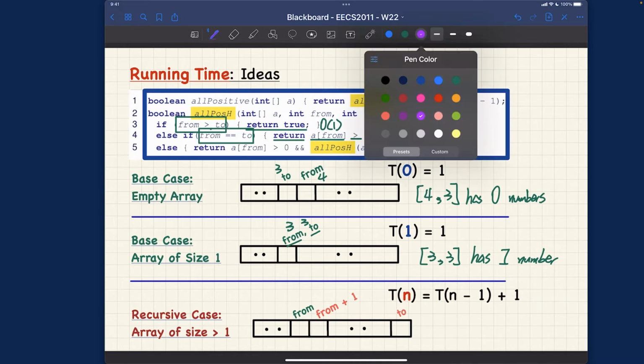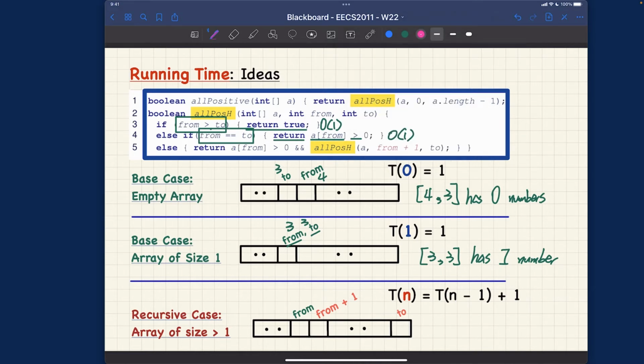And for the recursive case, let me use a different color here. So this will be the recursive case. In that case, what we do is we try to do from plus 1.